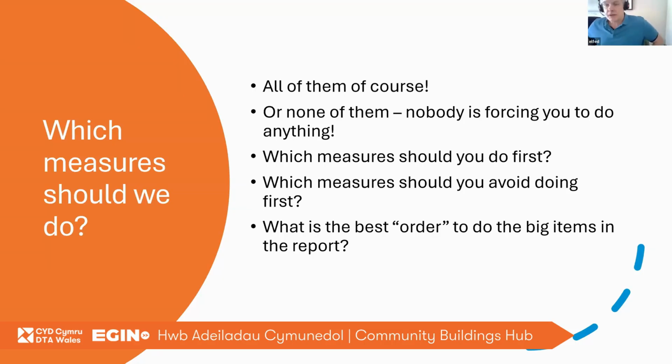In the report, there is a list of low or no cost things you can do. Adjusting thermostats, draft proofing, maybe lagging pipes in your bathrooms and your kitchens. All of these things will save you energy. All these things will cost either nothing or a very small amount of money. So those are usually good places to start.